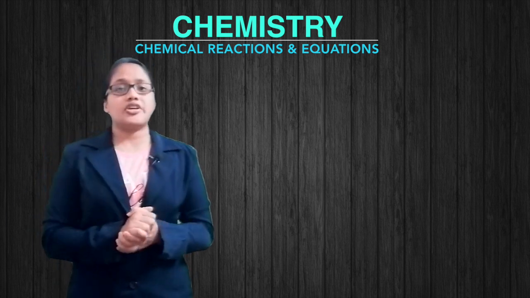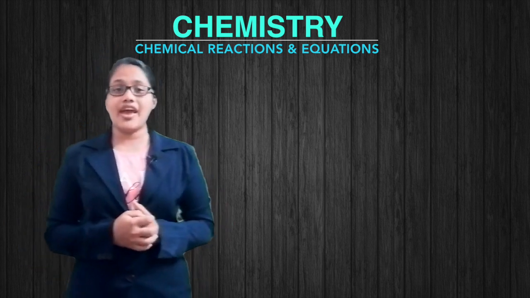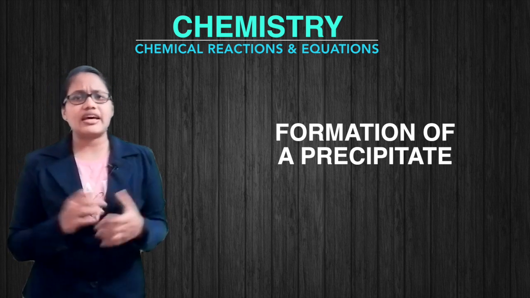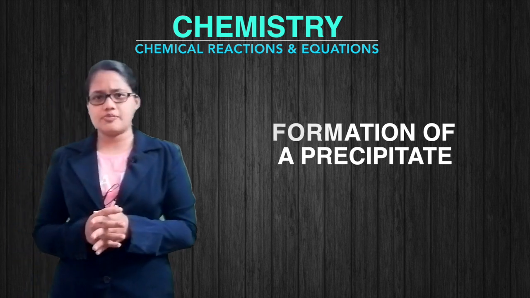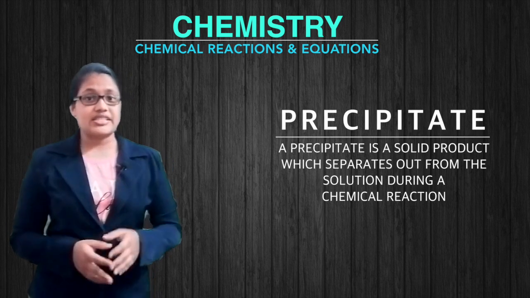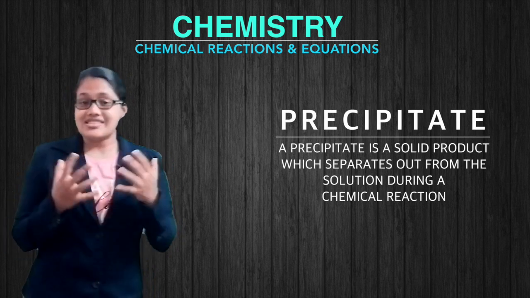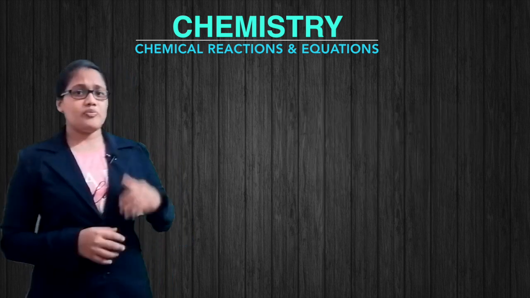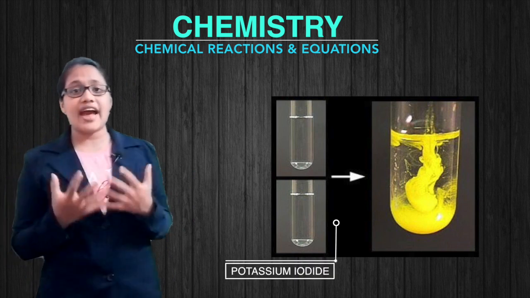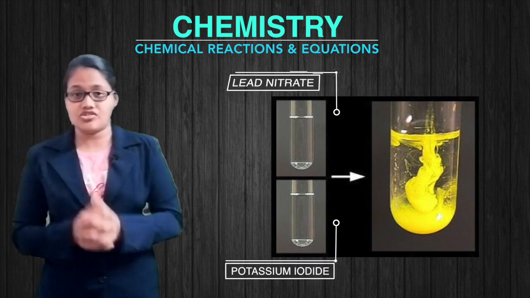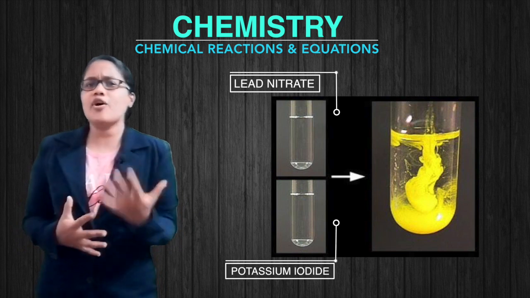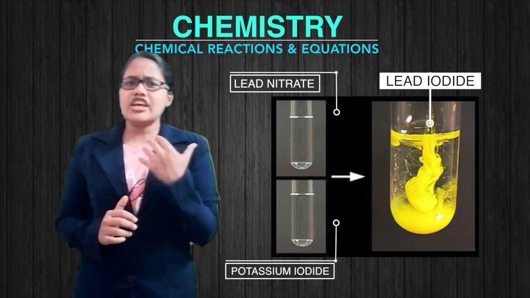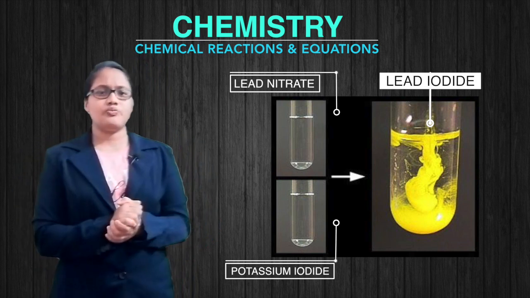The second characteristic of a chemical reaction is the formation of a precipitate. Some chemical reactions are characterized by the formation of a precipitate. A precipitate is a solid product which separates out from the solution during a chemical reaction. When potassium iodide solution is added to a solution of lead nitrate, we obtain a yellow precipitate which is lead iodide. So there is a change in color too.